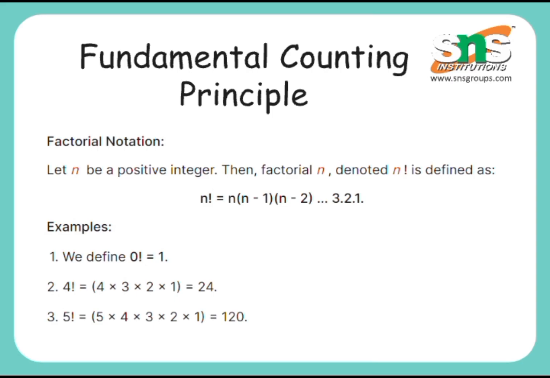Now, what is this factorial notation? Whenever we have a positive integer n, we denote n with an exclamation mark. What is this? n into n minus 1, n minus 2, and it goes on till the number goes to 0. Here we define 0 factorial as 1. Suppose when you have 4 factorial as a number, you will do it as 4 into 3 into 2 into 1, that is equal to 24.